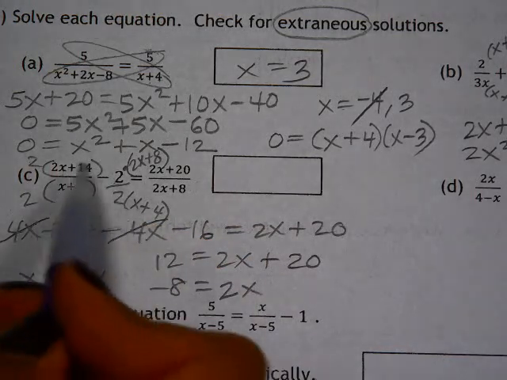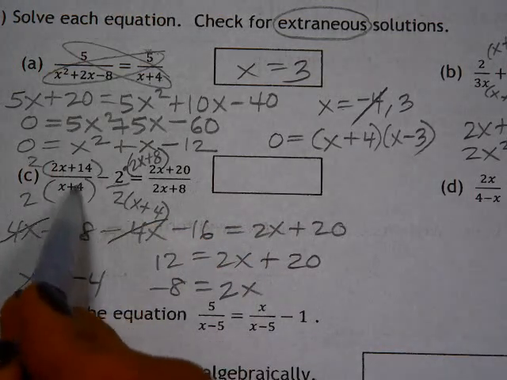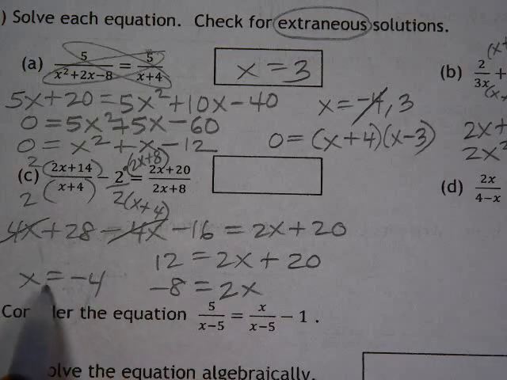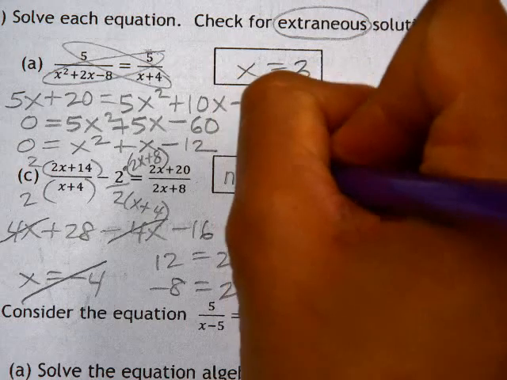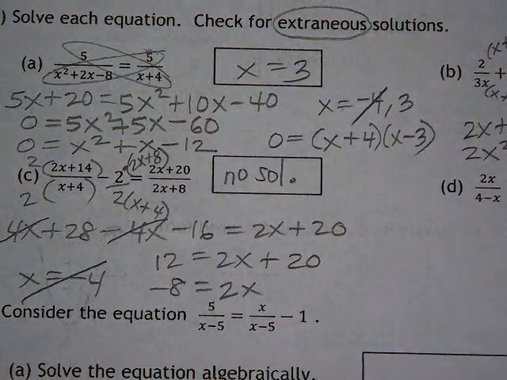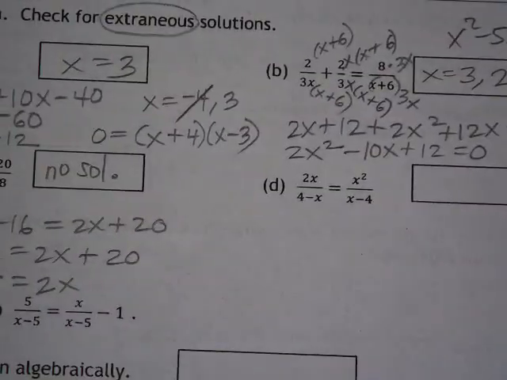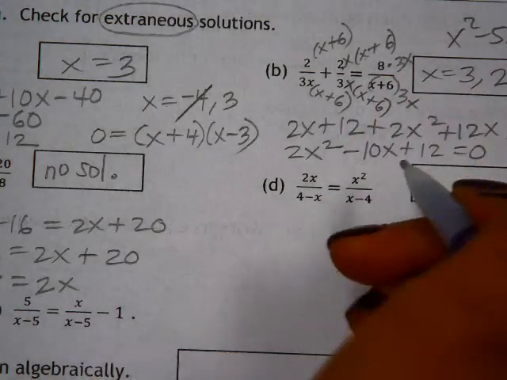And if we check for extraneous solutions, negative 4 makes the denominator here 0. So that would give you an undefined value. So this is extraneous, which means we would end up with no solution. All right, and part D. Here's another one where we could cross multiply or get common denominators.